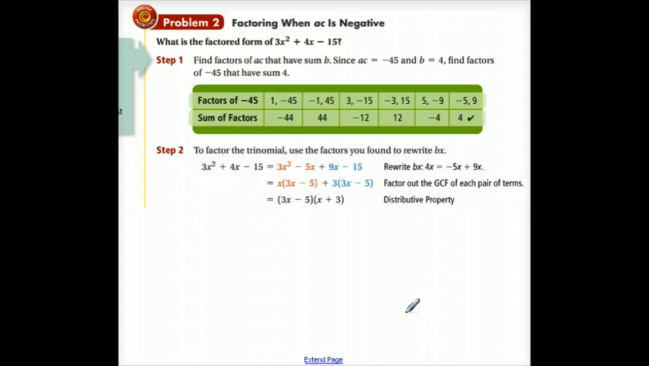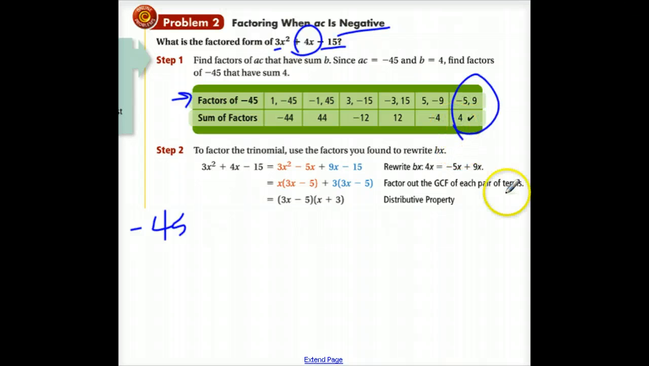All right, what happens when our AC product, so when we take 3 and negative 15, so we're dealing with a negative. Well, same thing, 3 times negative 15 is negative 45. So here they've listed all of the factors for negative 45: 1 and negative 45, negative 1 and 45, 3 and negative 15, etc. We need them to have a sum of 4. Looks like they chose negative 5 plus 9 will give you positive 4.